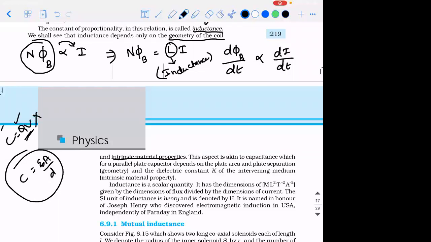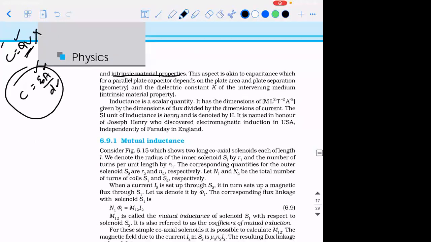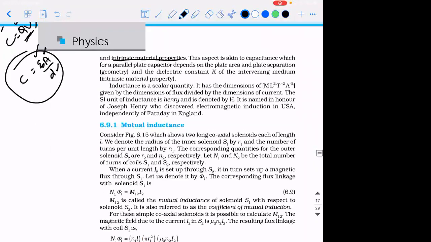Because the capacitance does not depend on electrical properties like charge or potential difference. Rather, it depends on the geometrical parameters like A, the area of cross section, and the distance of separation, along with the permittivity of free space. That is what you need to understand. Am I clear? Yes, sir.